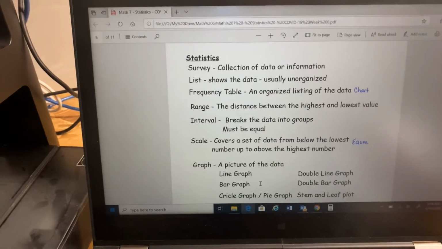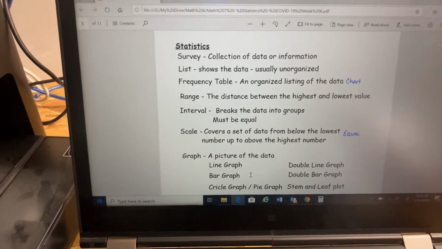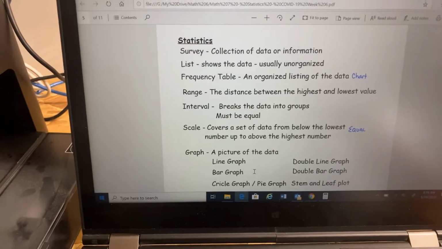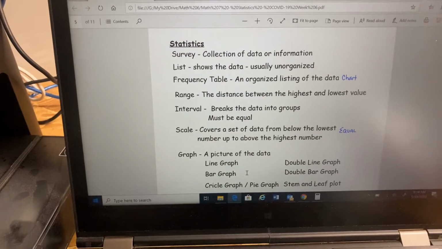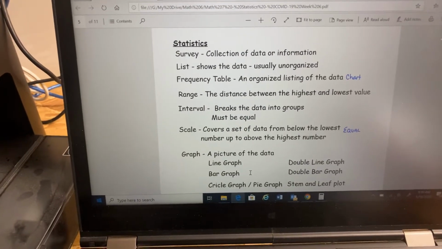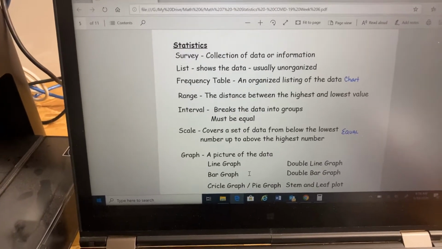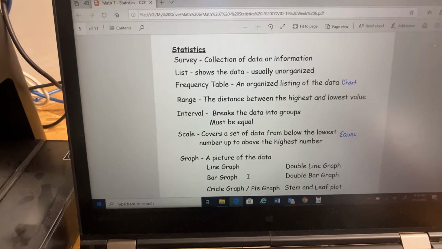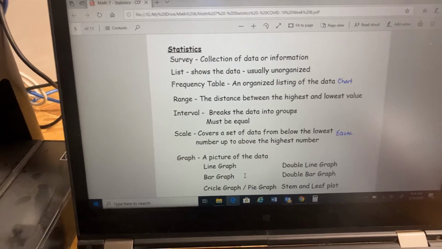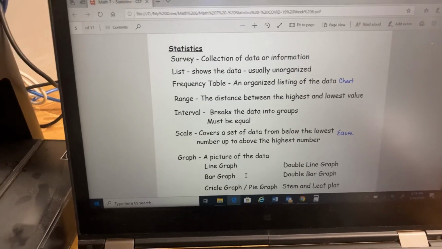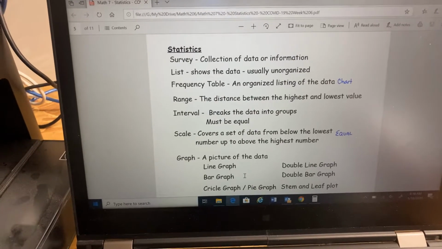Moving on to the next page in your notes. We're not going to really do a lot of work with this stuff per se today. Statistics is always a way of showing a collection of data. So something that you've done a survey or something like that, or a list, or you're tallying something. This is always something that you're going to use when you use statistics.